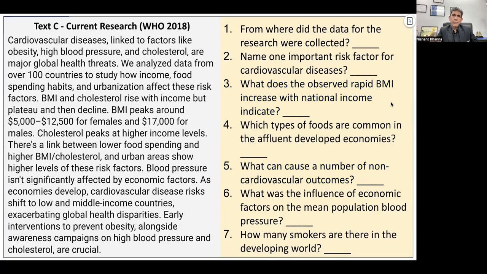Text C, pause the video. Check the questions. Match. We will see number 1 and number 7 match here. Number 1 is from where the data for the research was collected, and we can see where it was collected from. By WHO 2018, it was collected from 100 countries. What was the influence of economic factors on the mean population blood pressure? If you read it again, you will figure out that with economic factors, blood pressure is significantly affected.